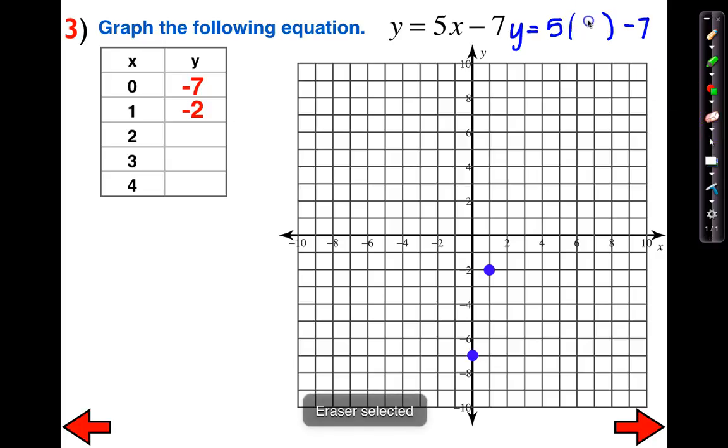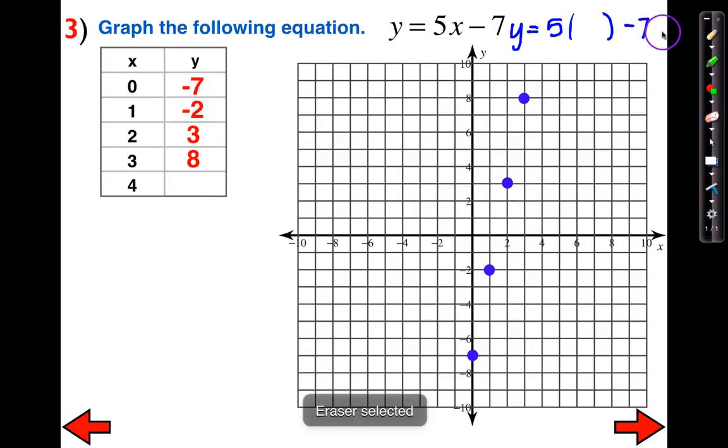Now, the next value I'm going to input is, what if x equals 2? What is y? Well, y equals 5 times 2, which is 10, minus 7, which would give me 3. So let's plot that point. It would be 2, 3, so that point goes there. Next number, what if your input is a 3? So here, y equals 5 times 3, which is 15, minus 7, which would give me 8. Let's go ahead and plot that point, over 3 up 8, which goes right here.